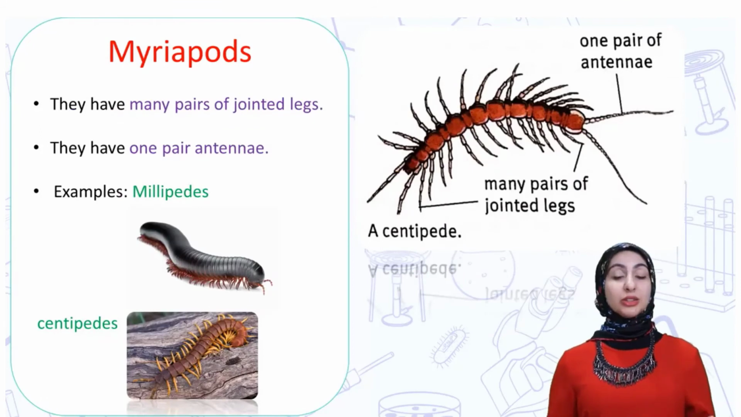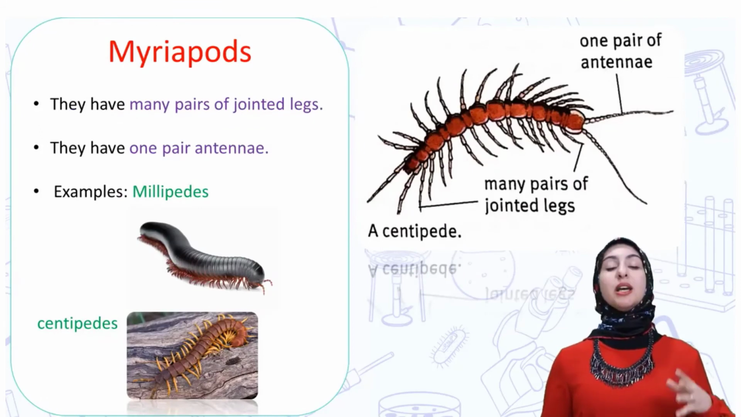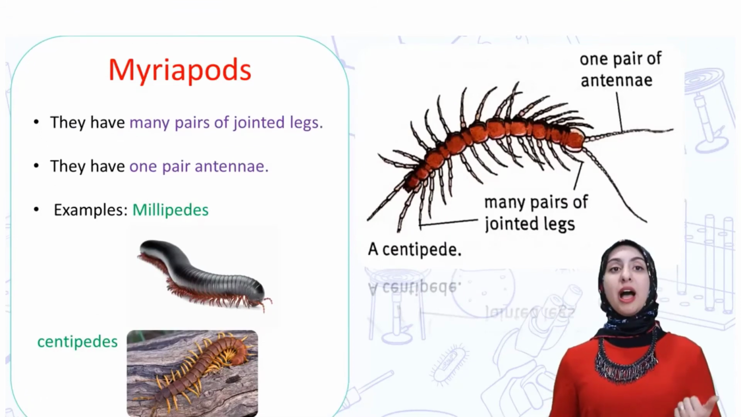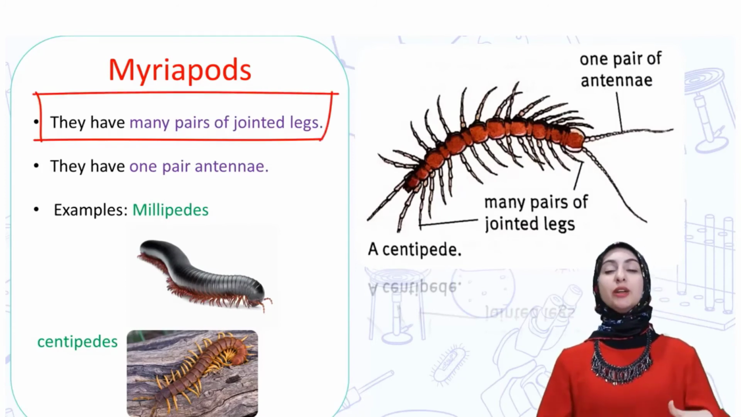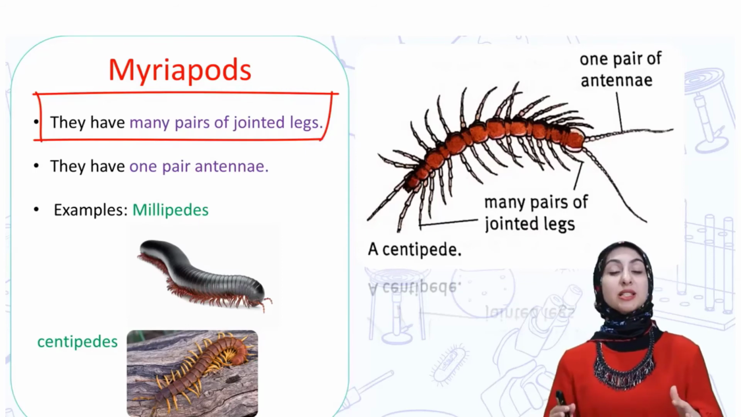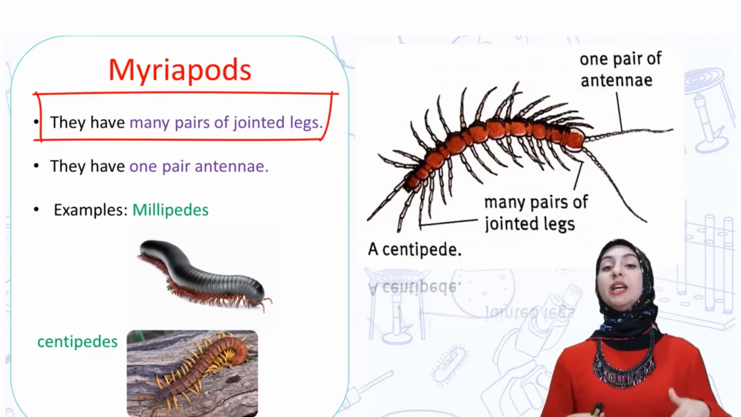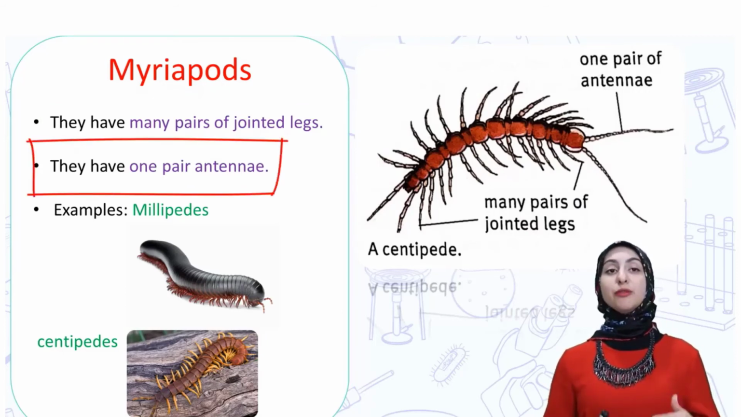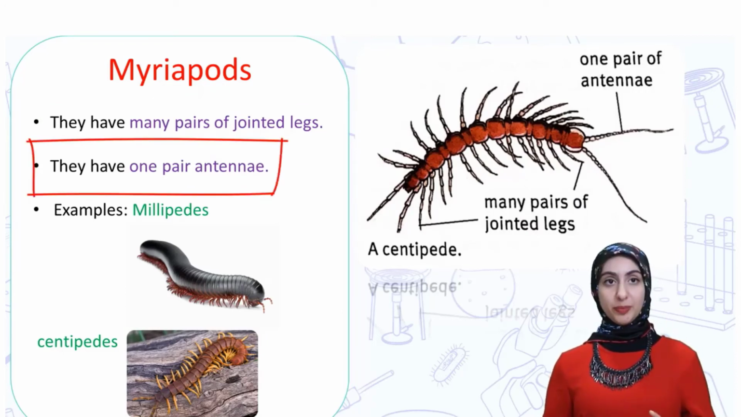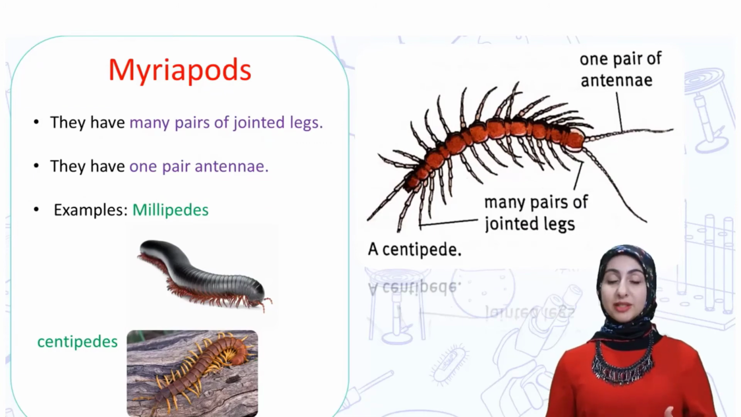The fourth and the last group of arthropods is myriapods. Myriapods have many pairs of jointed legs, which is more than 4 or more than 6. You will find too many legs on each side. Number 2, they have 1 pair of antennae. For example, millipedes and centipedes.